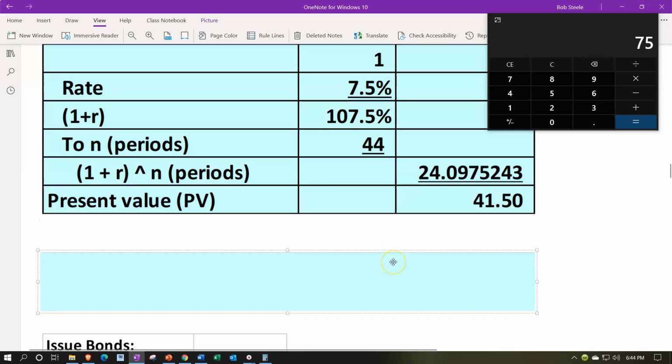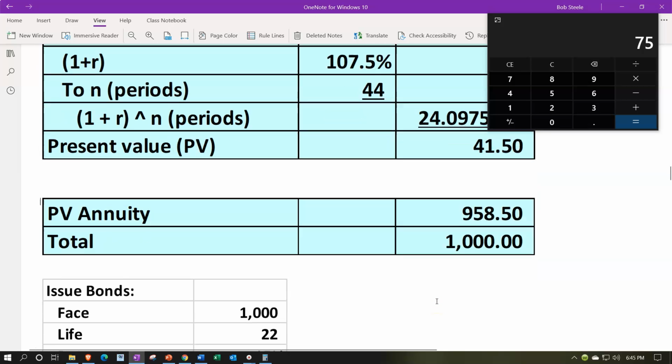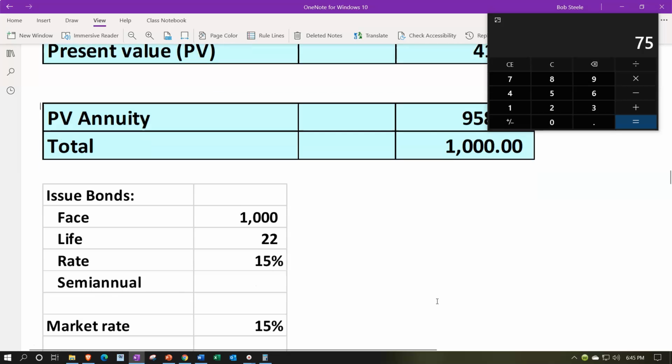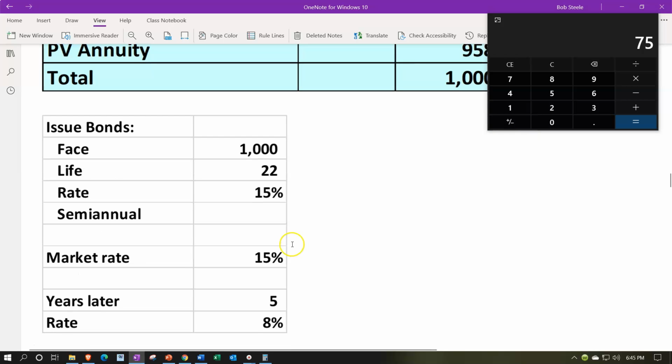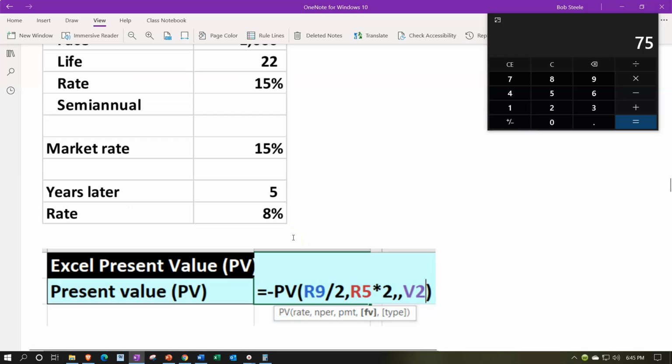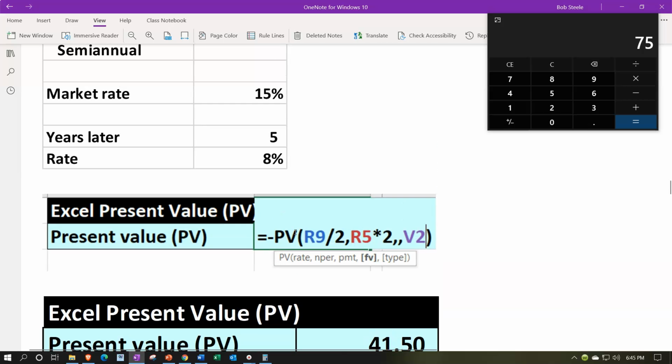If we add that then to what we got on the annuity calculation, the 958.5, adding those up, we get back to that $1,000, that $1,000 being the price matching the face value due to the fact that the rate on the bond, 15%, is the same as the market rate. Now let's do that one more time here. We'll do that with the tables now, with Excel, the magic way.